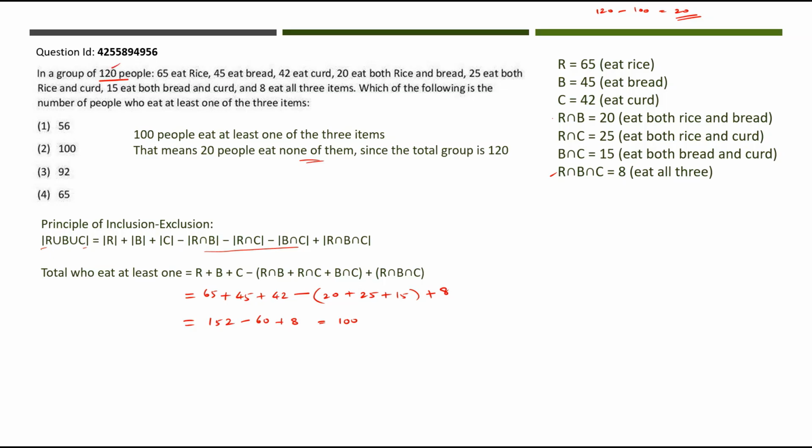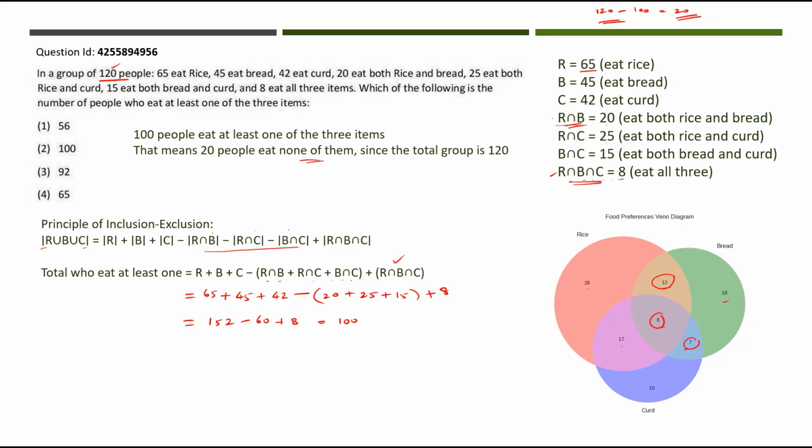Let's see this particular food preference in the form of a Venn diagram. They have given the value for rice, bread and curd separately. It means this rice value 65 includes this 20 and this 25 also. Say for example, if you take 28 plus 12, it will give a count of 40. 40 plus 17 will give 57. 57 plus 8 will give 65. So totally there are 65 people who eat rice.